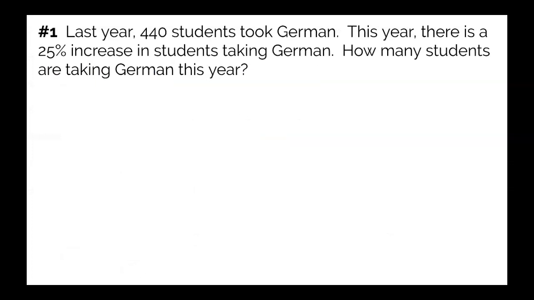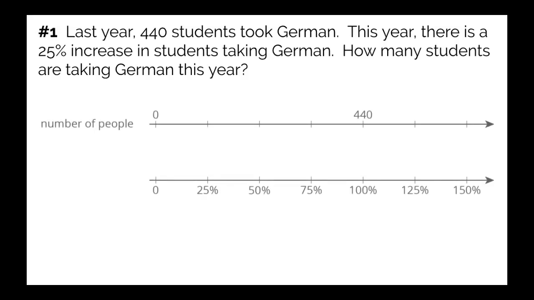Problem 1. Last year, 440 students took German, and this year there is a 25% increase in students taking German. How many students are taking German this year? First of all, we can think about our double number line and try to come up with what's the 100%. The original amount in this case was the 440 students that took German, so that should be our 100%. If there's a 25% increase in students taking German, I'm going to be thinking, what is that, 125%.